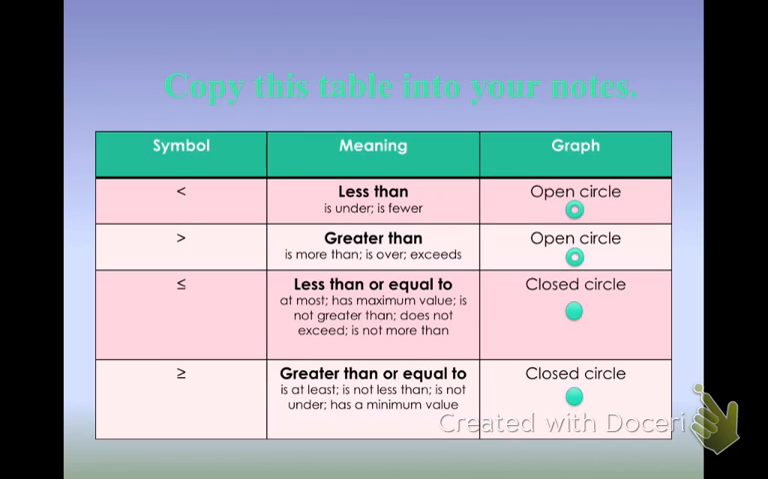Greater than can be stated as greater than, more than, over, exceeding, things like that. Less than or equal to: at most, has a maximum value of, is not greater than. So if it's not greater than, that means it is less than or equal to. Does not exceed or is not more than. Closed circle to graph less than or equal to. And for greater than or equal to, we could say it's at least, or not less than, or not under, or it has a minimum value. And again, we use the closed circle. So take a few minutes to copy this down so that you have the meaning, the words, and the way that we graph it.